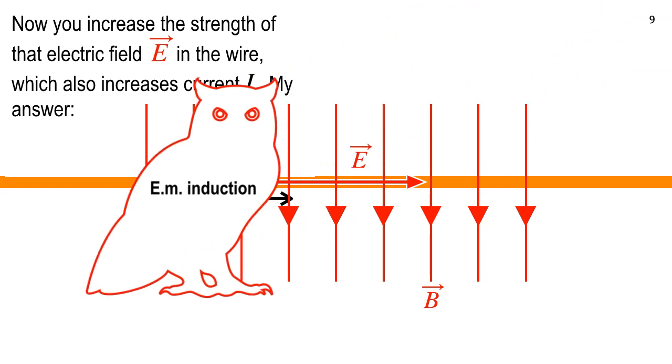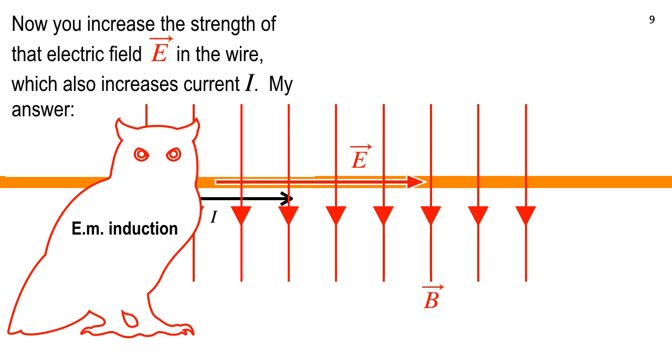All right. So, electromagnetic induction. And students, I want you to think carefully. What Faraday found was when he increased the magnetic field, he got some current.